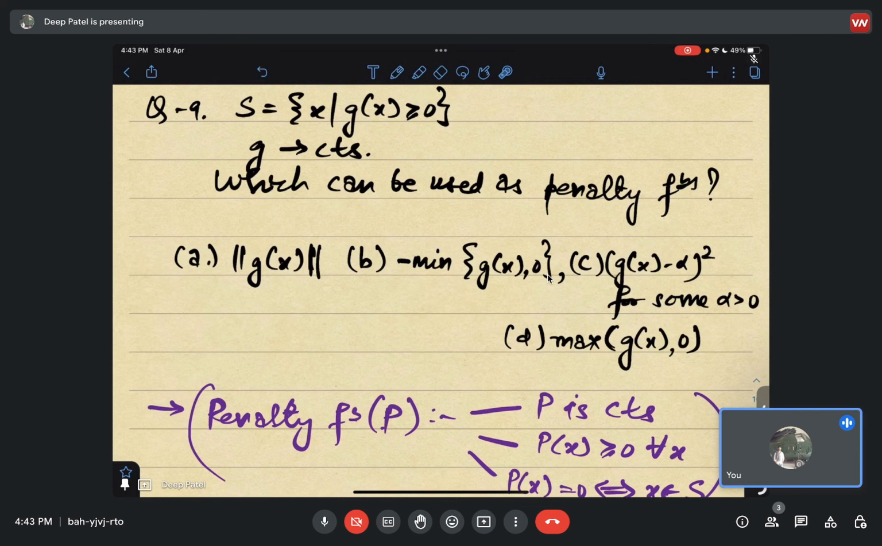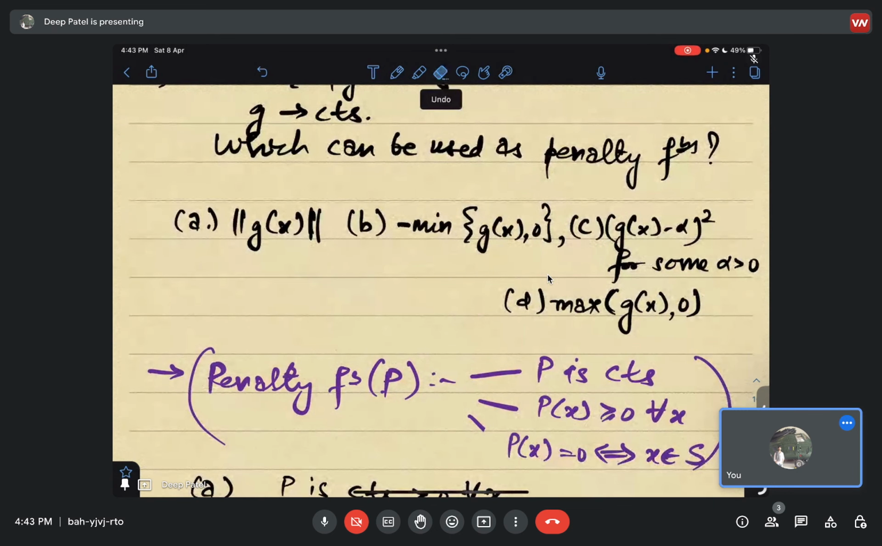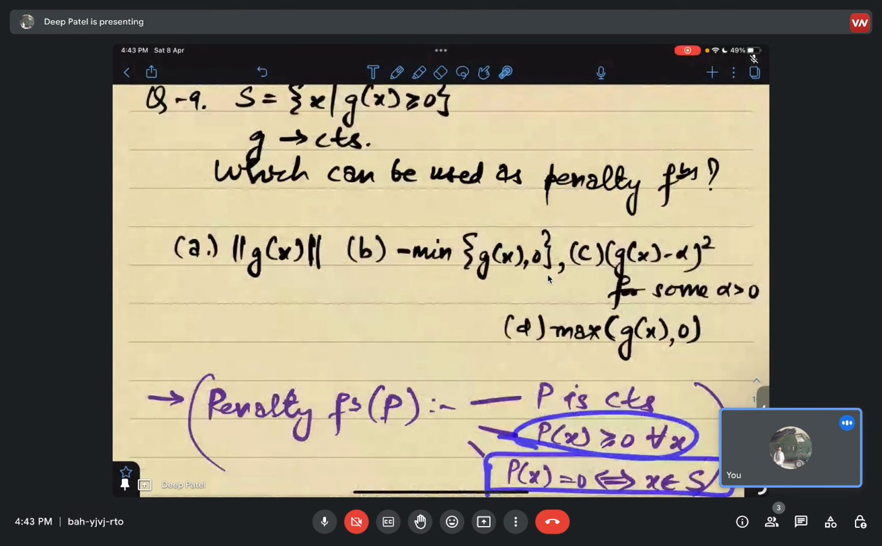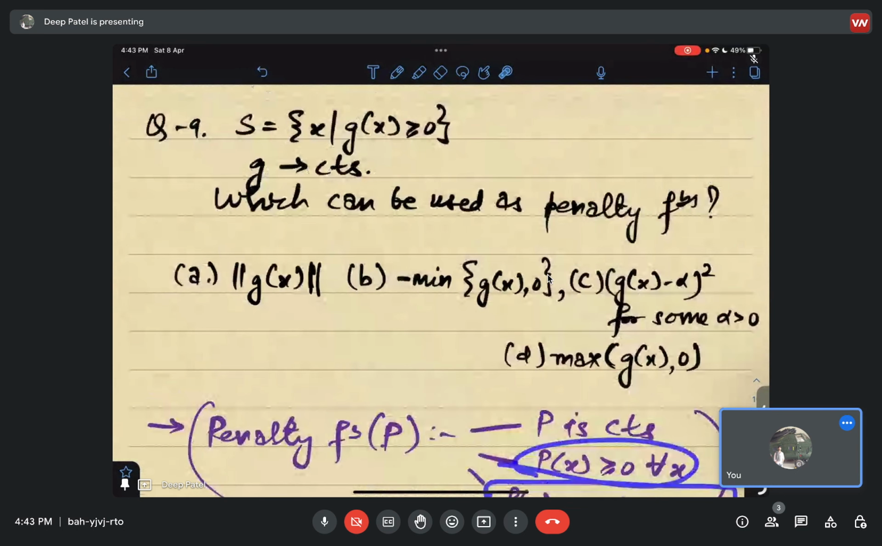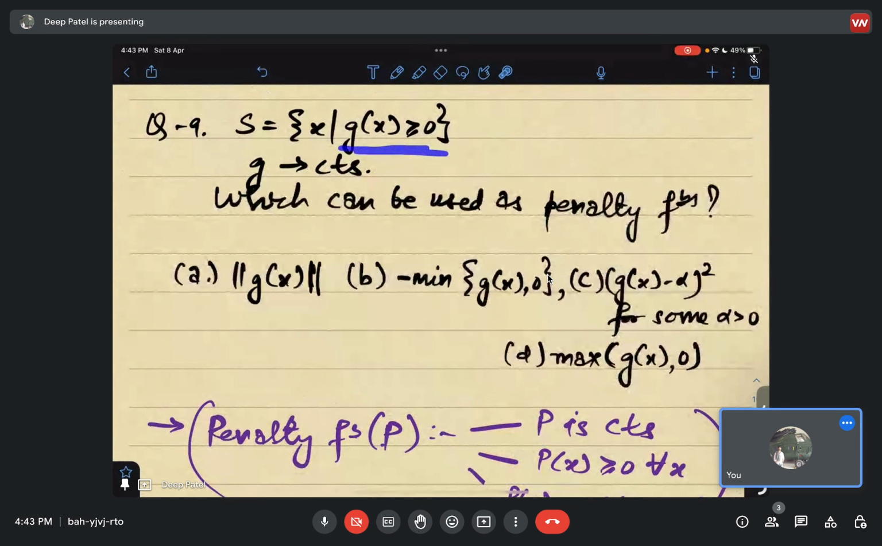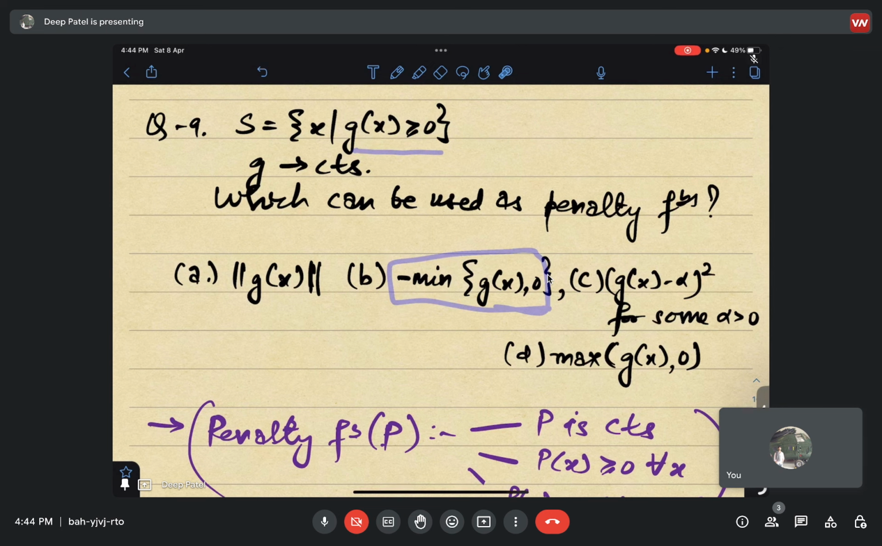Let's go to the third condition later. Let's just focus on P(x) greater than or equal to 0. Is it non-negative? g(x) could in general be negative, but then there's a minus sign, which flips the sign. And if it is non-negative, then the min is anyway 0. So then it is greater than or equal to 0.